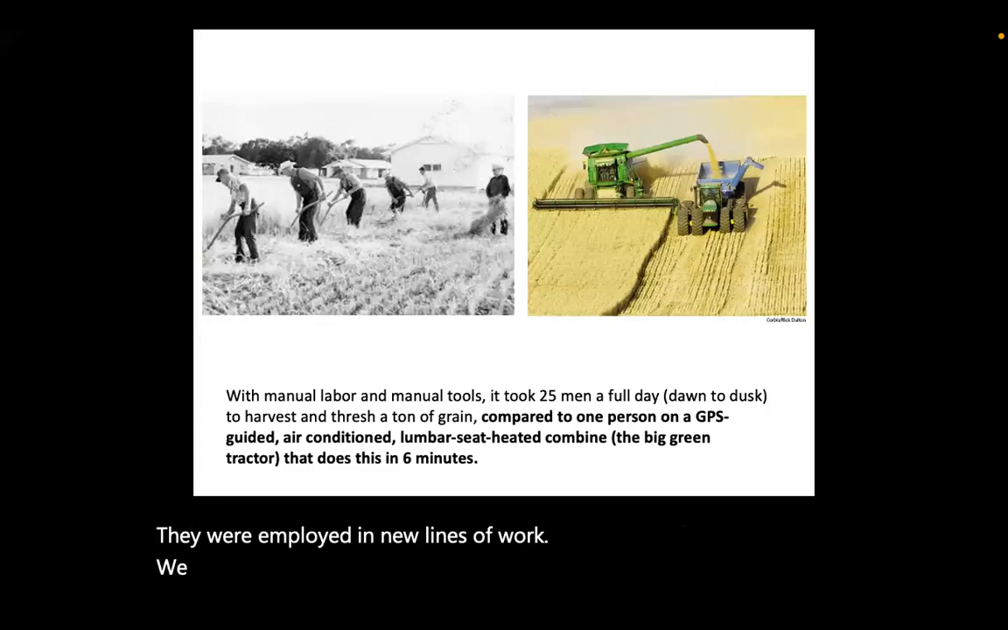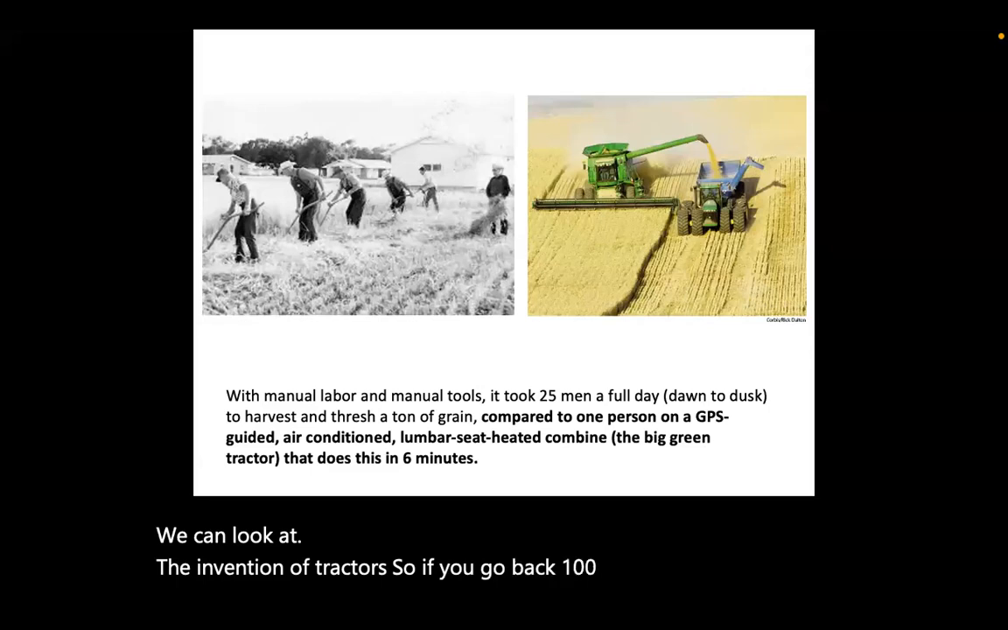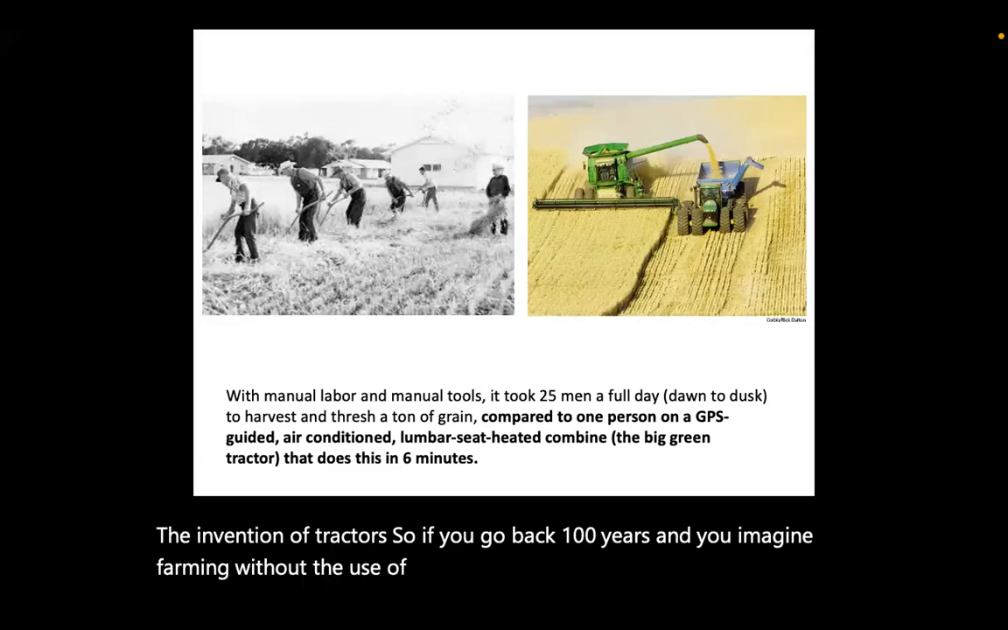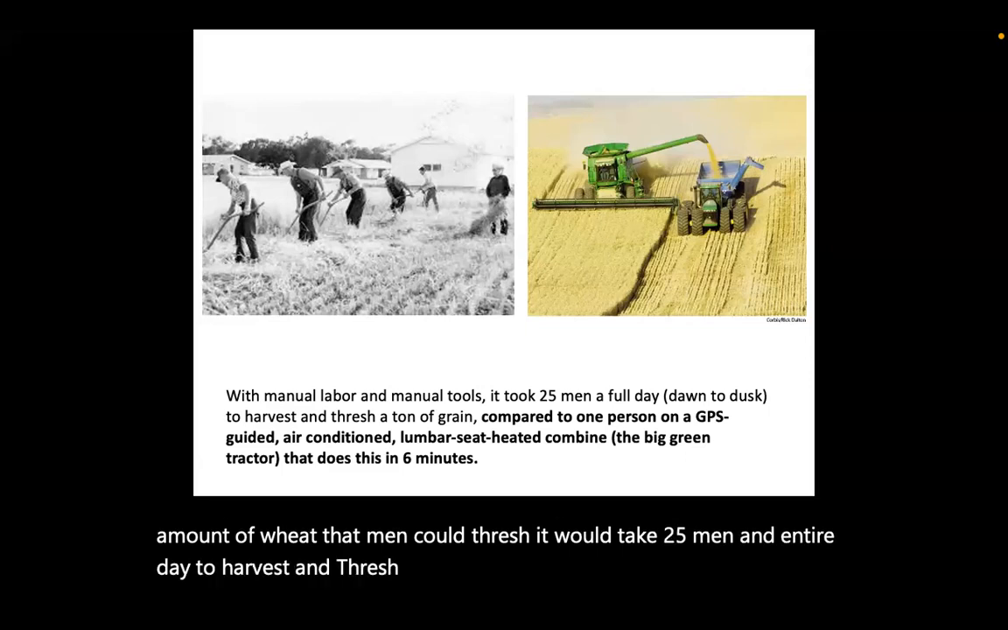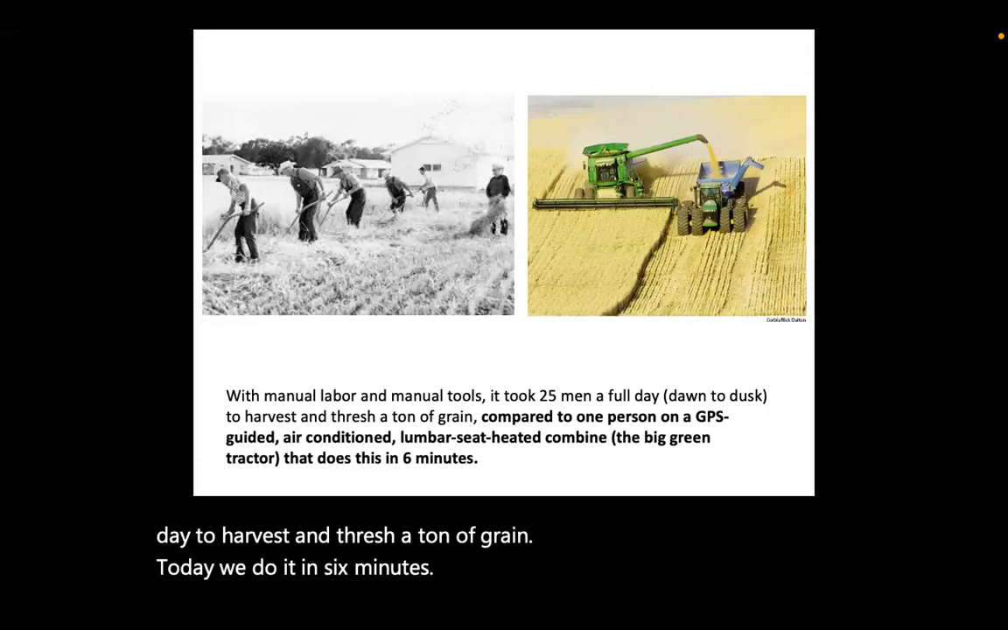We can look at the invention of tractors. So if you go back 100 years and you imagine farming without the use of combustion engines, the amount of wheat that men could thresh, it would take 25 men an entire day to harvest and thresh a ton of grain. Today, we do it in 6 minutes. 6 minutes. And it's remote controlled.